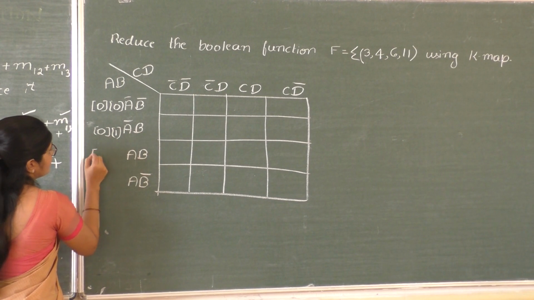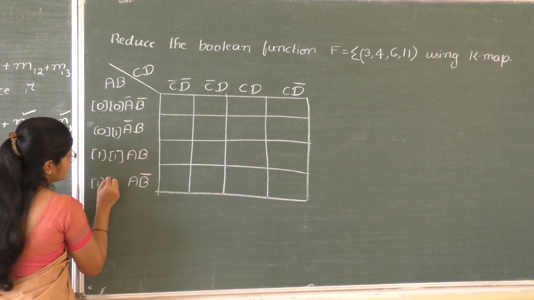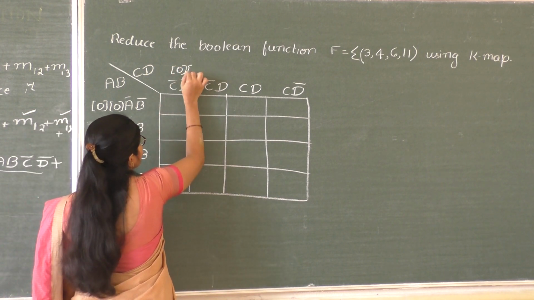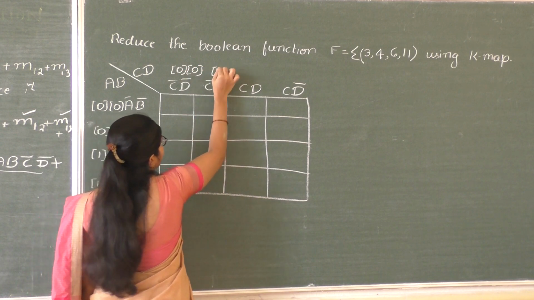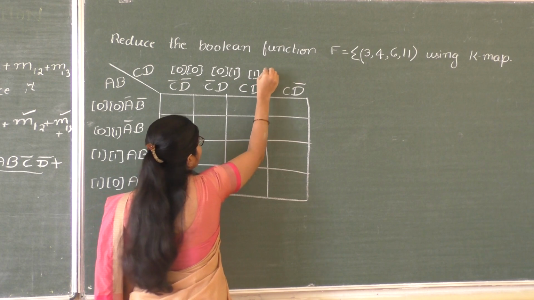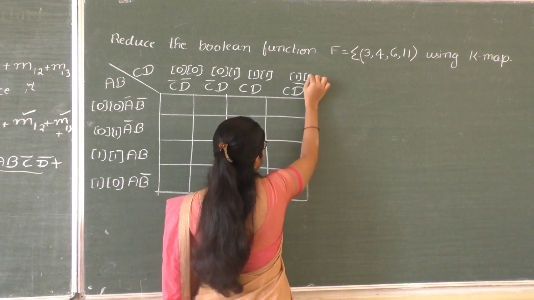1, 1, 1, 1, 0. Next 0 0, 0, 1, 1, 1, 1, 0.